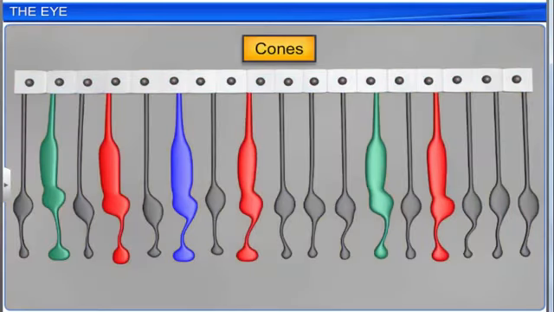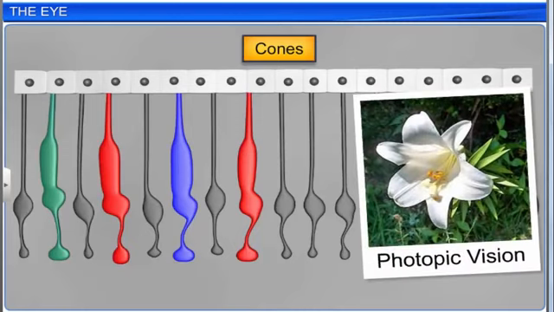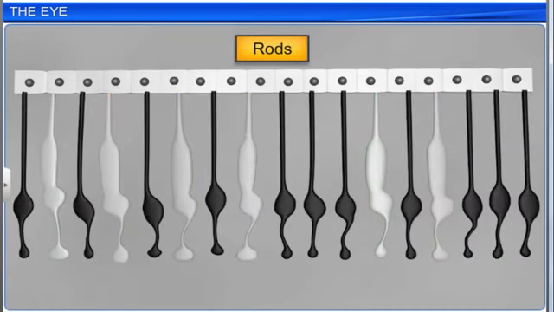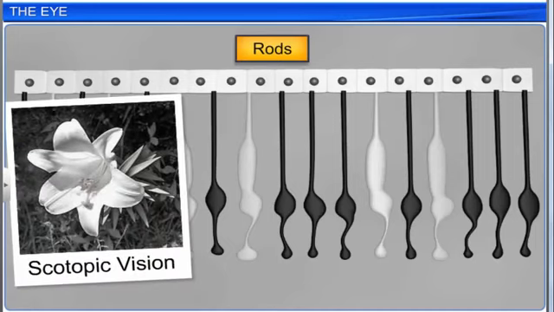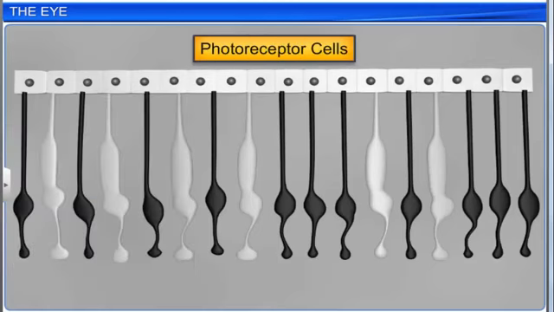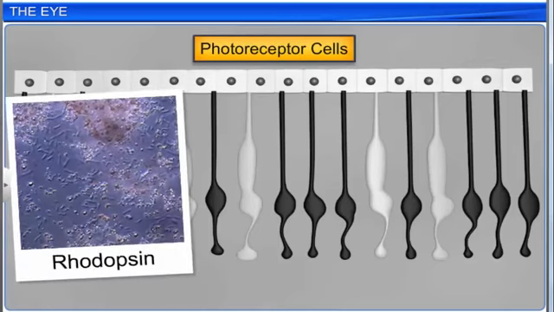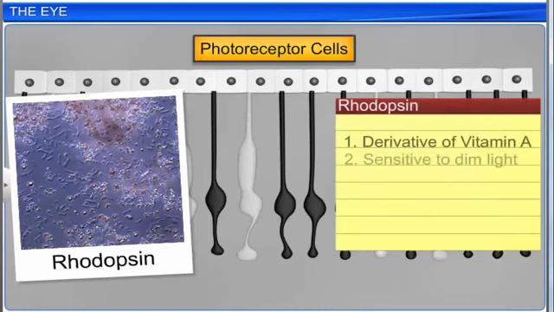The cones are responsible for color vision and daylight vision, which is also known as photopic vision. The rods are responsible for twilight vision, which is also known as scotopic vision. A purple pigment called rhodopsin is present in the rods, which contains a derivative of vitamin A and is sensitive to dim light. However, the rods do not play any role in color vision.